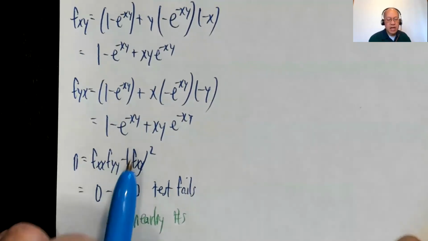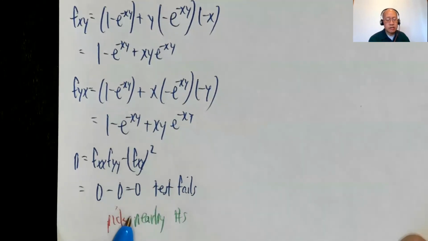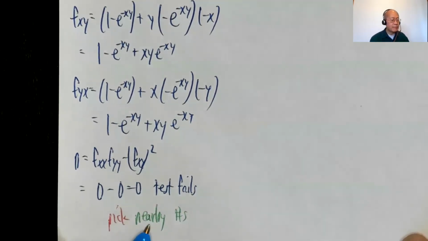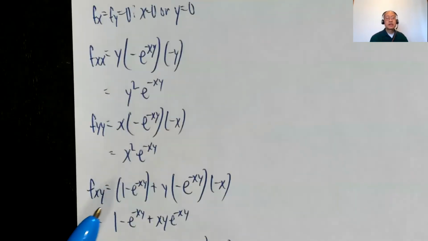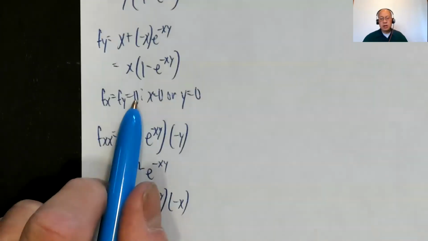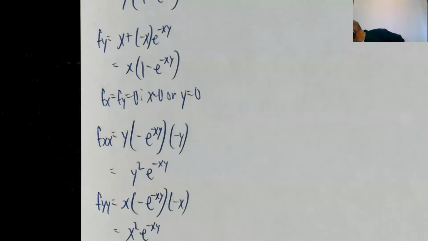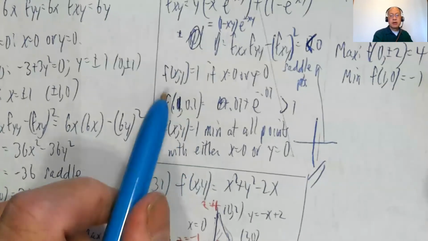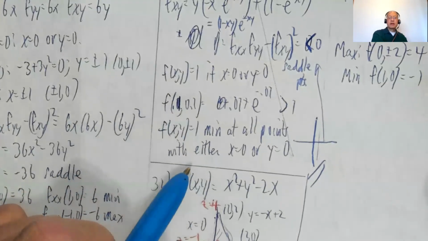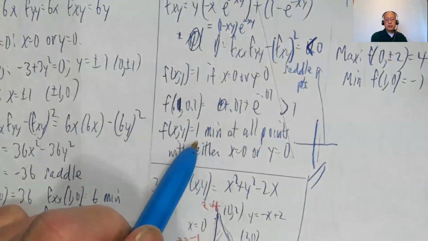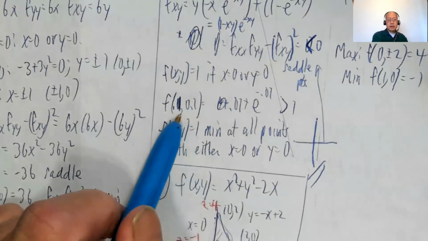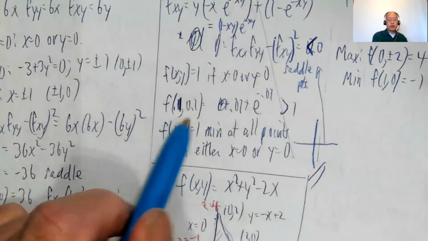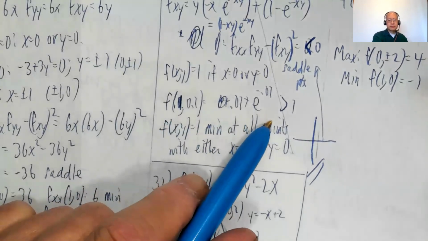Okay, you can't do anything about the test. So how can you tell if you have a maximum or minimum? All you can do is just pick nearby points. Okay, so pick points nearby the origin. If I pick points that are nearby the origin, you're only going to get numbers that are larger. So I plugged in 0.1 for x and y, and negative 0.01. You get stuff that's bigger than 1.